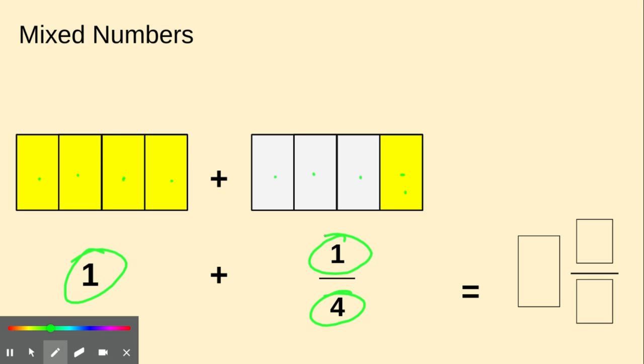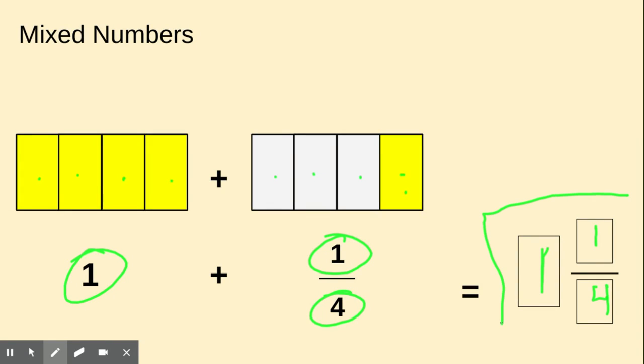So now we have to add these together. 1 plus 1/4. Let's add our whole numbers first. 1 plus, there's no more whole numbers. So 1 would be in that box. And then we're adding 1/4. So 1 plus 1/4 is 1 1/4.